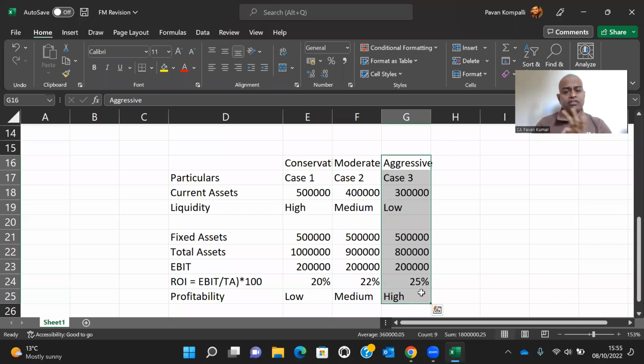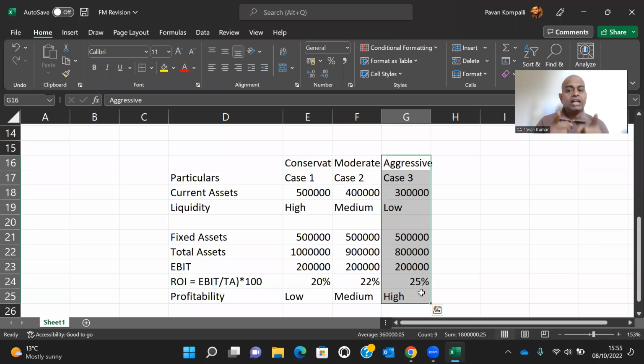Step 1, step 2, step 3, whatever I said, conclusions for case 1, case 2, case 3 separately. Do you understand? Yes, very good. Then overall conclusion: it is advisable for the company to follow moderate policy because it achieves the objective of balancing between liquidity and profitability. This is how you need to write answers in the exam. Terminology is very important. Vocabulary is very important. Analysis is very important.